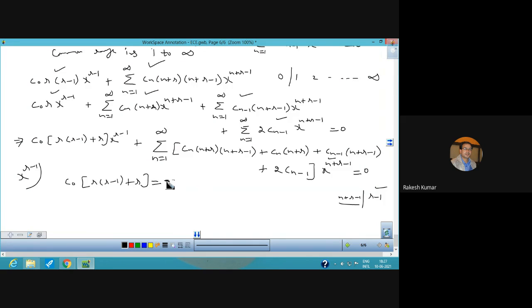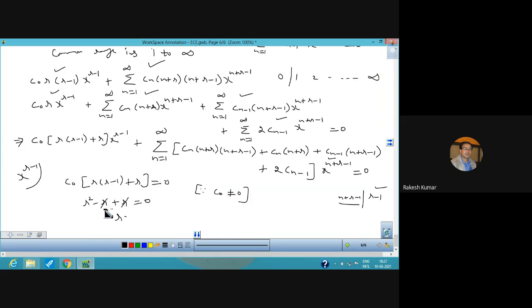But we know that C naught cannot be 0, क्योंकि अगर पहला ही कांस्टेंट 0 हो जाएगा तो assumed solution possible नहीं है. So C naught never be 0, and here you will have r square minus r plus r is equal to 0.